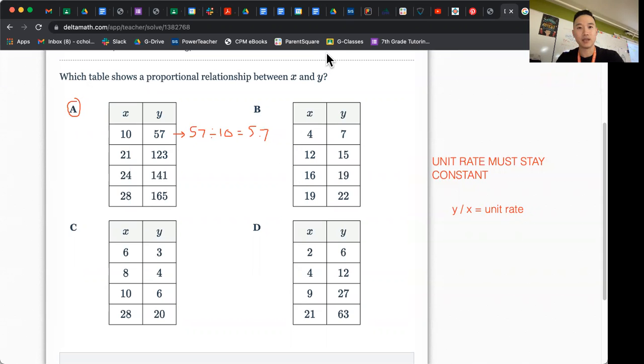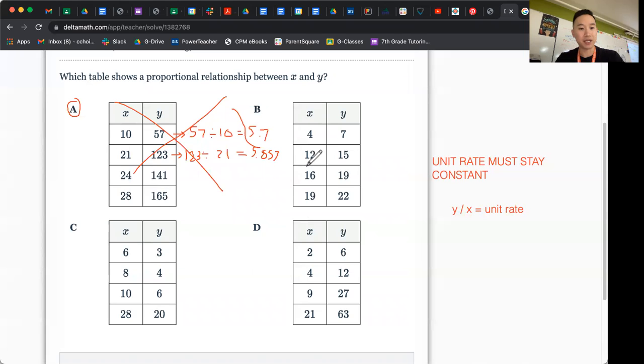5.7. And what I want to do is test the next one. So if I divide 123 by 21, I'm just going to use a calculator over here. 123 divided by 21 will be 5.8 and some change, so 5.857, which is not the same. So these two unit rates are not the same. So this must mean that this is not a proportional relationship. You must have the same unit rate for each one, right?